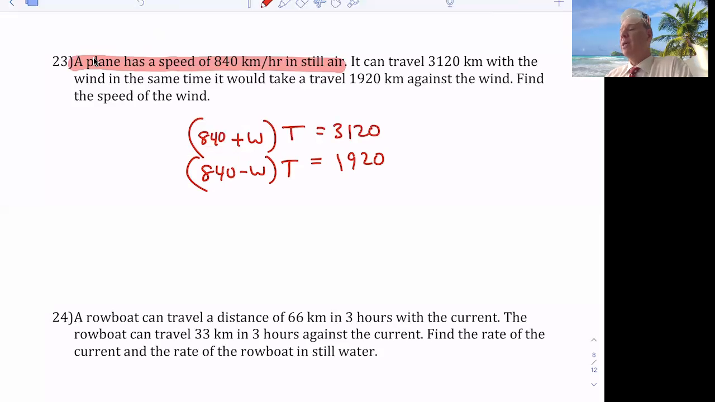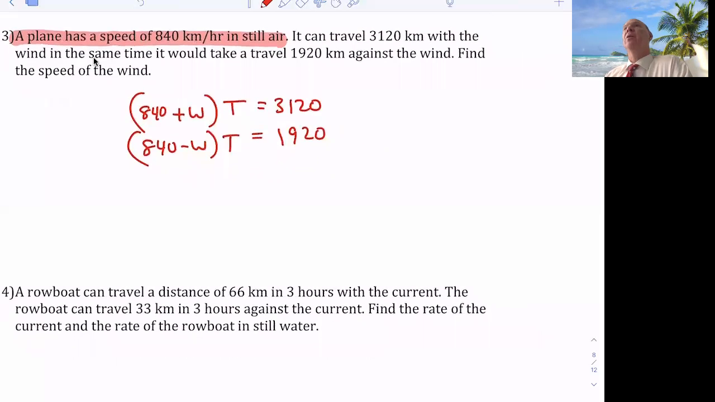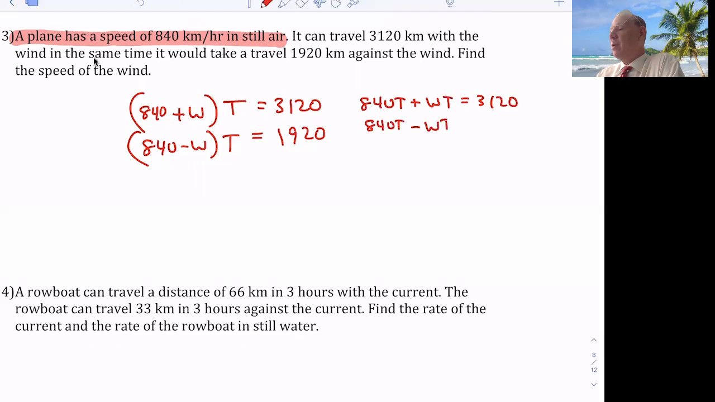Now, what I want to show you here, guys, look now. I want to go ahead and distribute the T. When I distribute the T, it's going to be 840T plus WT is equal to 3120. And then 840T minus WT is equal to 1920. How's that? Everybody see that? Now, why is that good? Because what can I do?